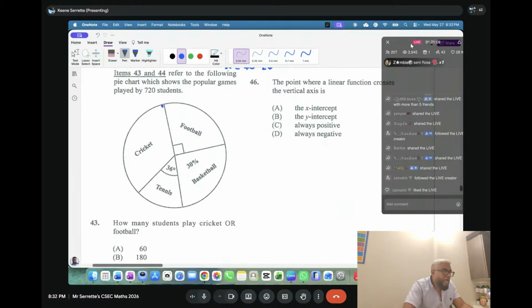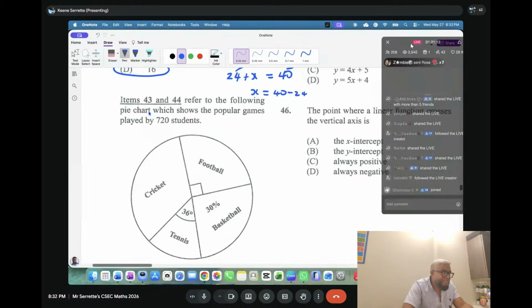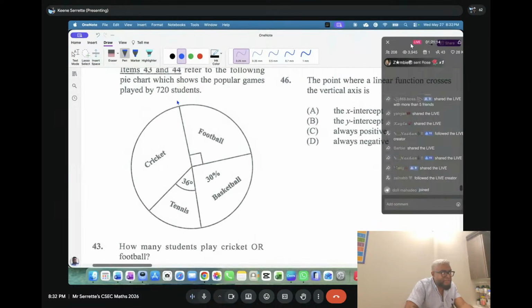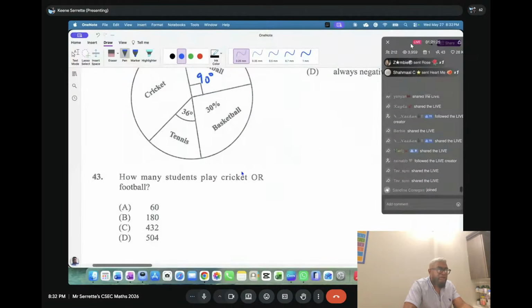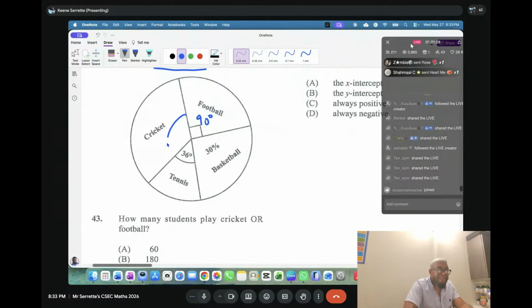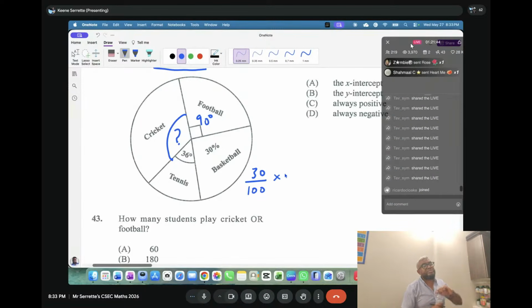Right. So items 43 and 44 refer to this thing here, right? Points of note, you have 720 students in the class, right? Okay. So this is 90 degrees, 30%, 36 degrees. How many students play cricket or football? I need to figure out how many degrees here. What's the first thing I need to find here, guys? Talk to me. Basketball. So basketball will be 30% or 30 over 100 multiplied by how many degrees do we have in a complete revolution?